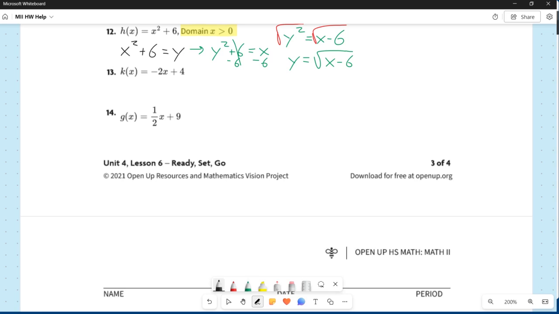And last step is to just reintroduce function notation. Our original function was h of x, so our inverse is going to be h inverse of x, and that is going to be the square root of x minus 6. That function will undo whatever h did, and if you plug in your output from h, you will get your input from h. That's what an inverse does.